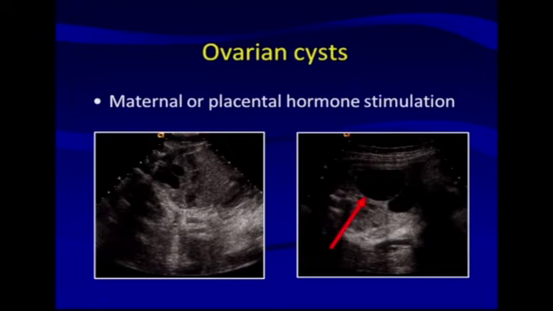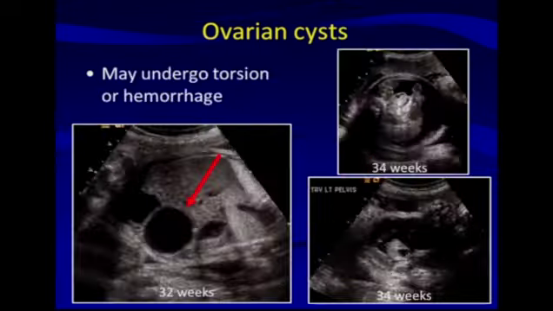Now, one last comment I'd like to make is about ovarian cysts. These are cysts that can be seen only in female fetuses, which can develop due to maternal or placental hormone stimulation. You'll see these cysts separate from the bladder. They don't get bigger and smaller over time like the bladder would, representing ovarian cysts. And like ovarian cysts in adults, these may undergo torsion or hemorrhage.